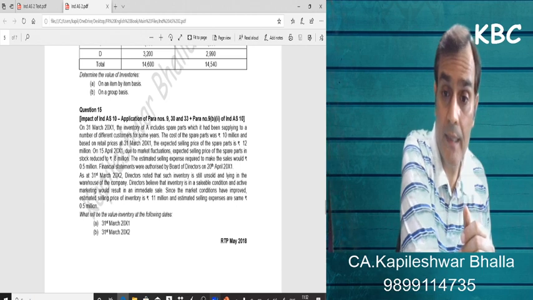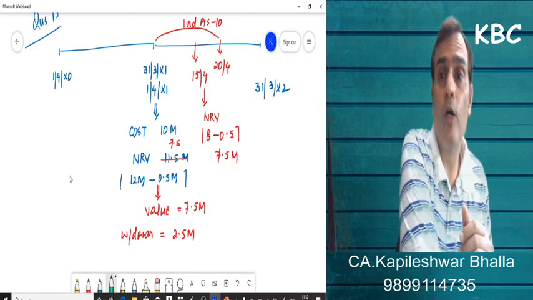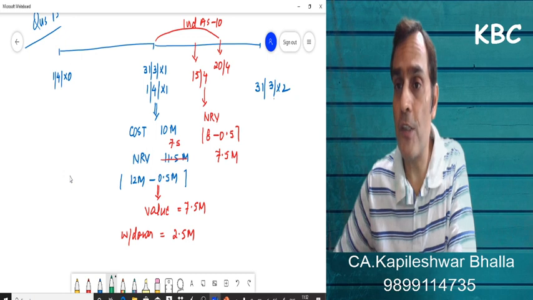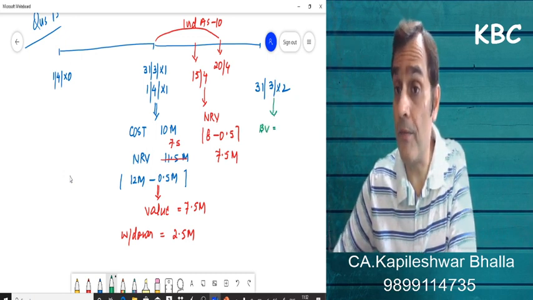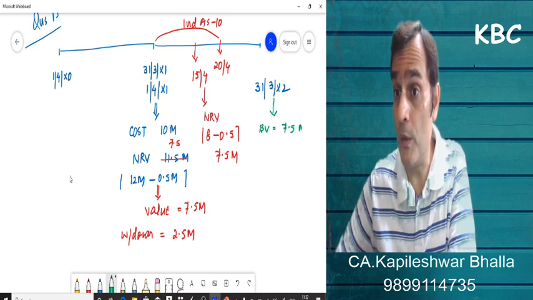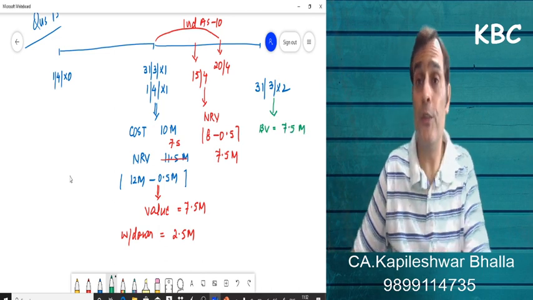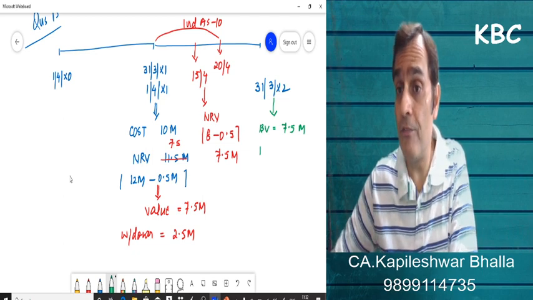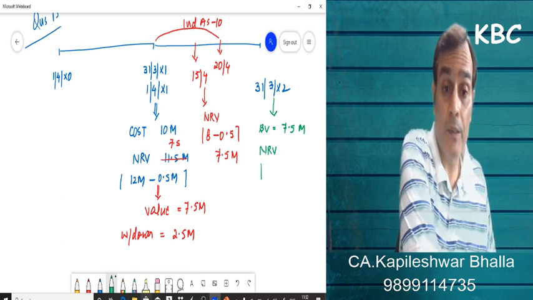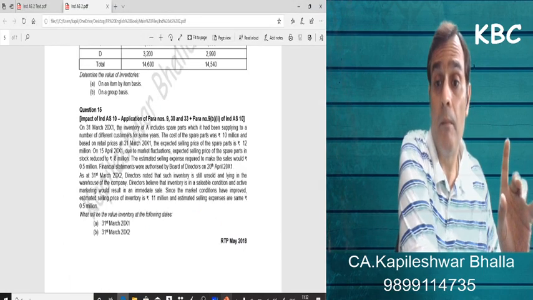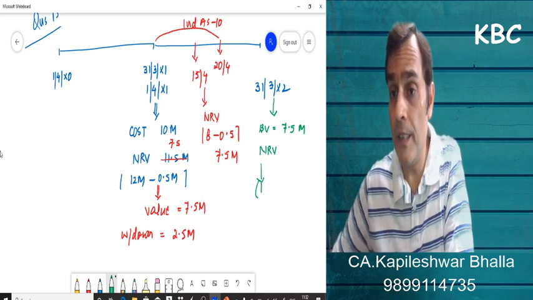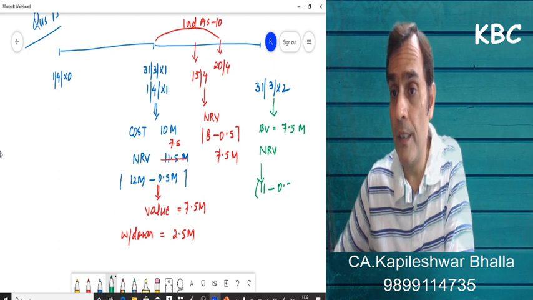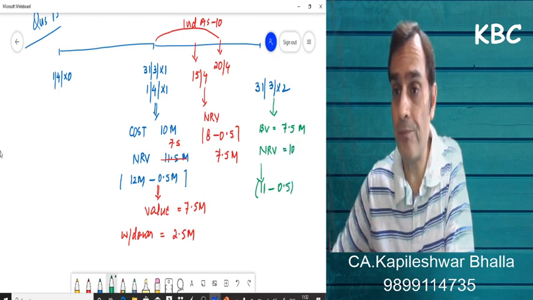So let's come back. On 31st March X2, we have the book value that is 7.5. Mind you, I'm being very careful with the wordings. I said there is a book value of 7.5. And if I'm looking at the NRV, we just read that the NRV is 11 minus 0.5. So the NRV is going to be 11 million minus 0.5 million, that works out at 10.5.